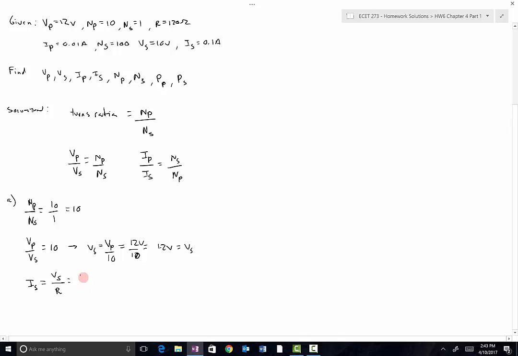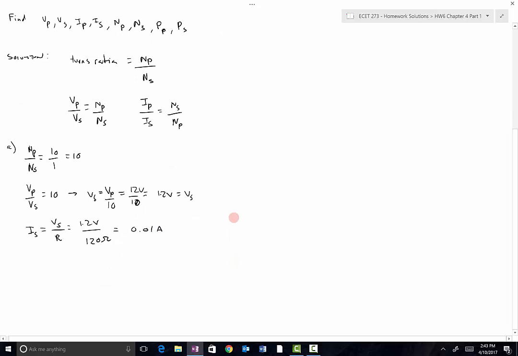So that's going to be that 1.2 volts that we just calculated divided by 120 ohms. So that gives us a secondary current of 0.01 amps in that secondary. Now we can use the turns ratio to determine the primary current. We know that IP over IS is equal to NS over NP, which means that the primary current is equal to the secondary current times the inverse of the turns ratio.